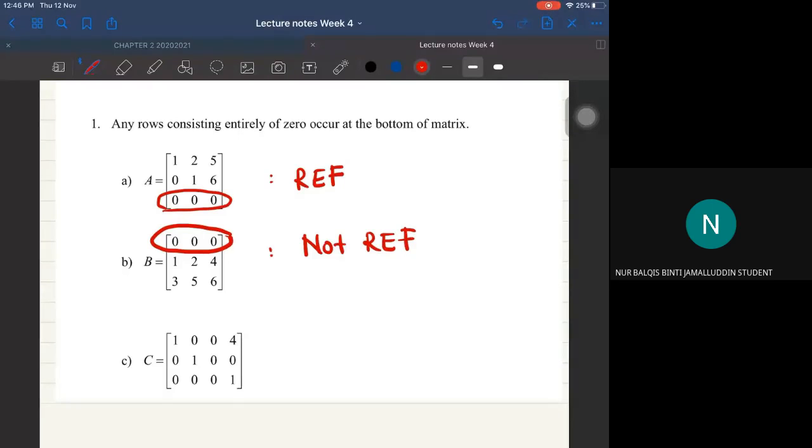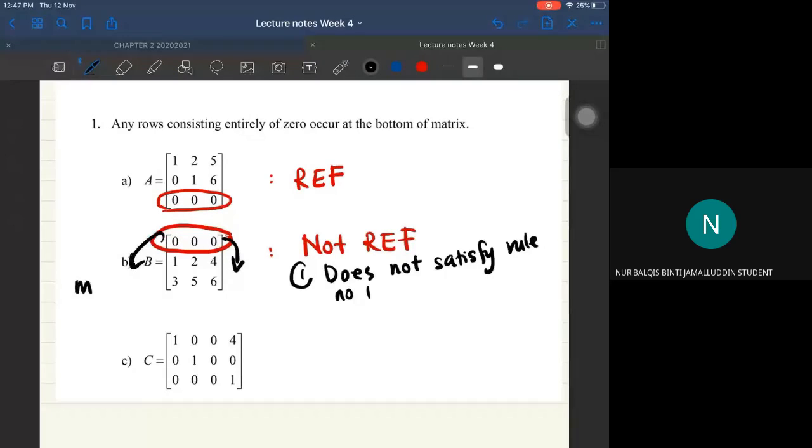So cara dia adalah sama ada you cakap does not satisfy rule number 1 pun boleh. Ataupun you boleh juga cakap yang ni must be at the bottom. Macam itulah. Tulislah macam mana pun jadi maksud tu sampai kat saya. Tulis macam ni pun boleh.